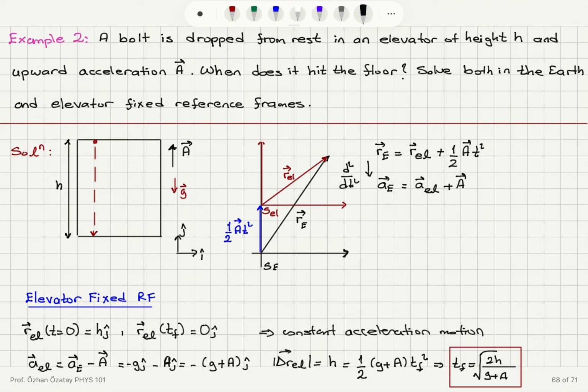So in the elevator fixed reference frame, I have to find the initial position and final position. Initial position is h j hat, final position is 0 because the bolt has dropped to the bottom of the elevator. The acceleration in the elevator reference frame is the acceleration in the Earth reference frame minus a vector, which is minus (g plus a) j hat. So I can see that the distance I travel, h, must be equal to 1 over 2 (g plus a) t final squared, because that is the acceleration I see, g plus a in the minus j hat direction in the elevator. So this is going to give me for t final the square root of 2h over (g plus a).